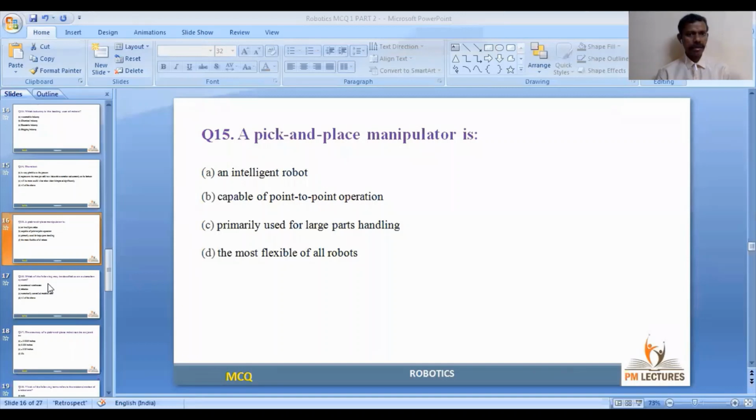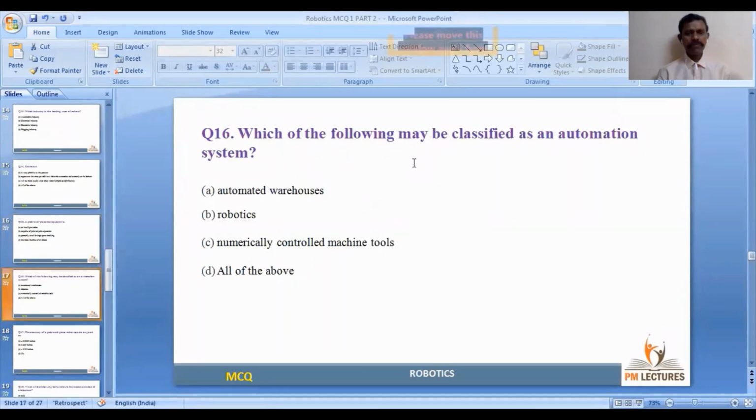Next one is, which of the following may be classified as an automation system? Option A, automated warehouses. Option B, robotics. Option C, numerically controlled machine tools. Option D, all of the above. So automation systems include automated warehouses, robotics, and numerically controlled machine tools. Hence, option D, all of the above, is correct. So option D is the correct answer.